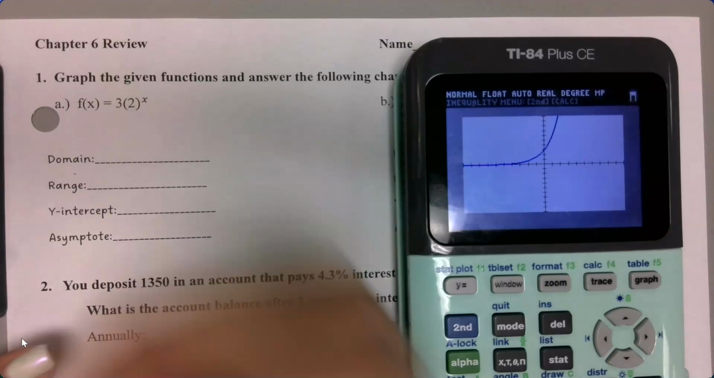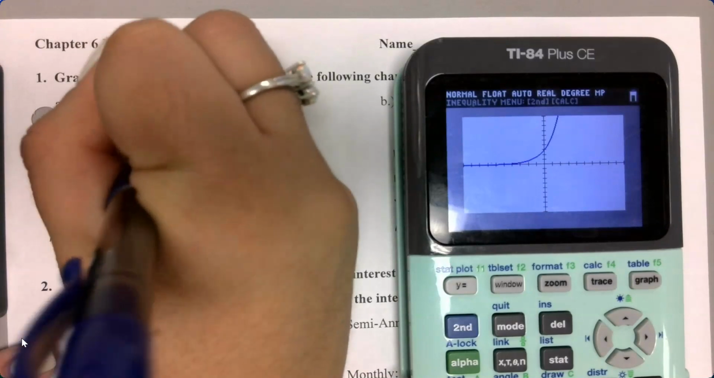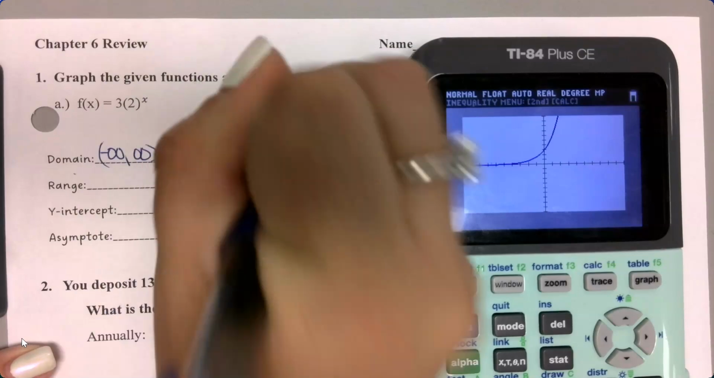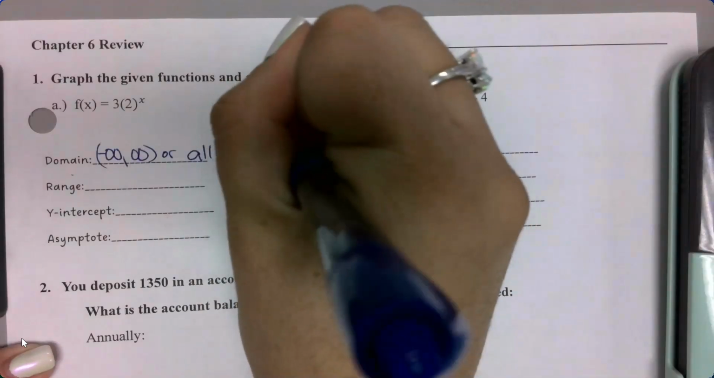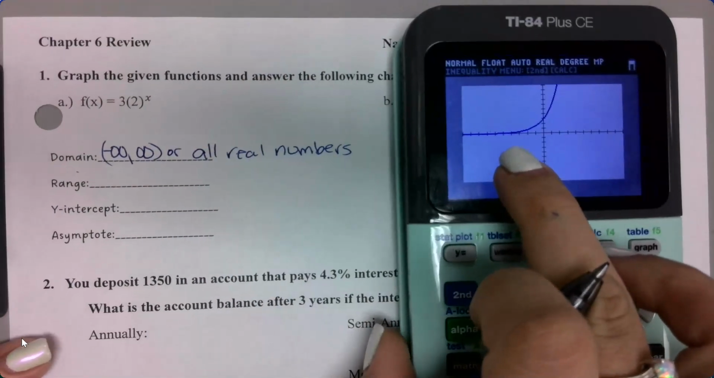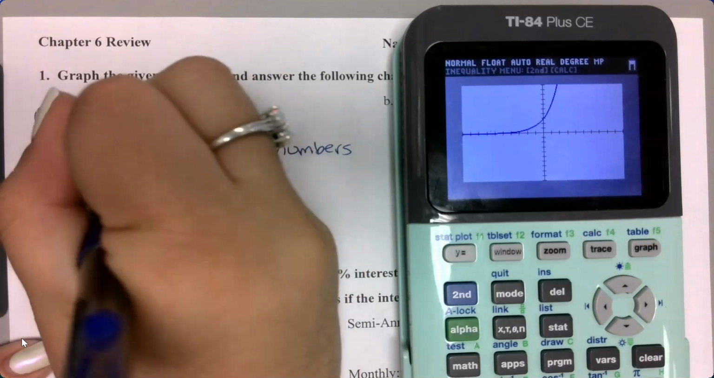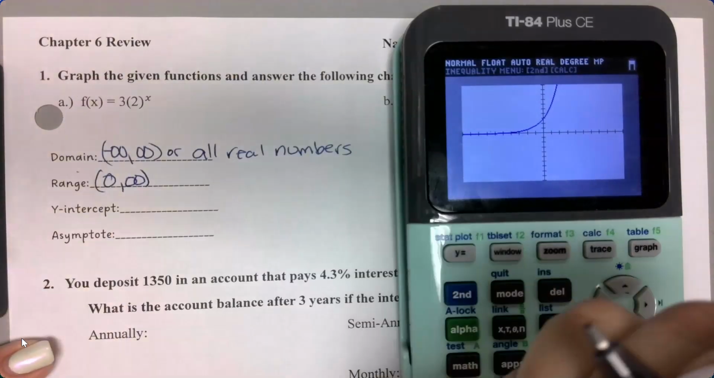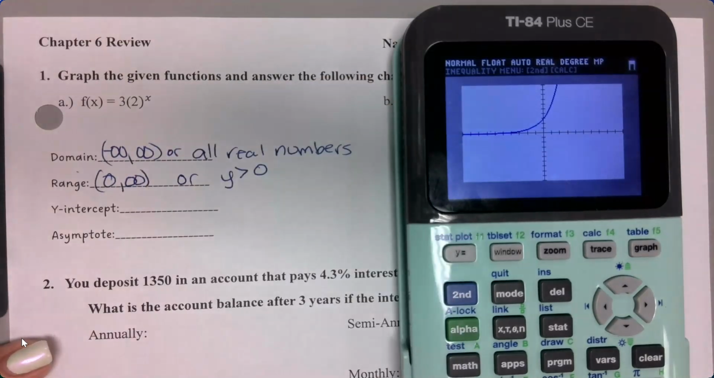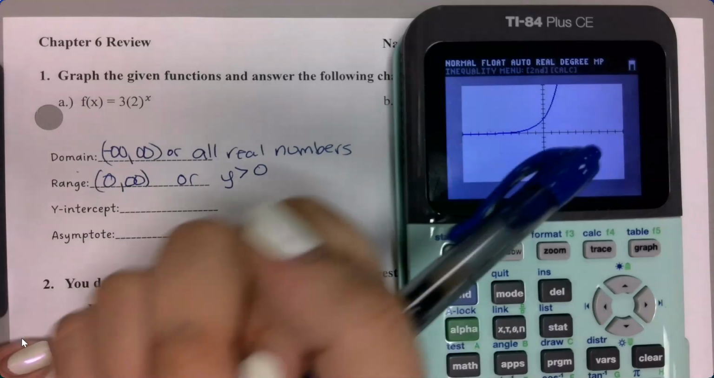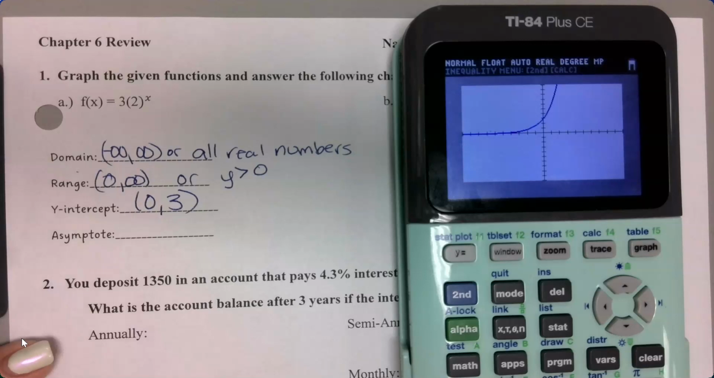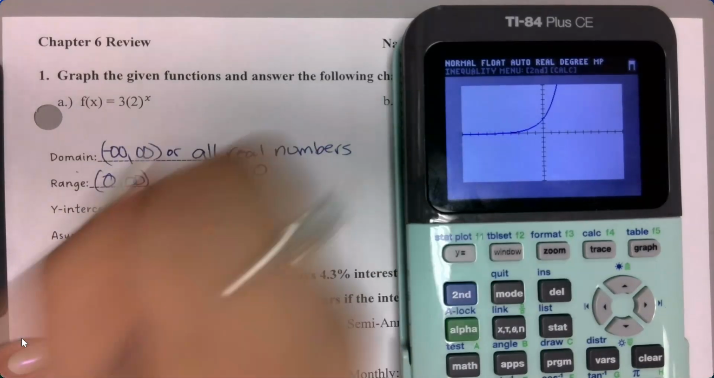My domain might be given to me as negative infinity to positive infinity, or it can also be all real numbers. This gets close to the y value of 0, but it goes up forever. So my range is 0 to infinity with parentheses, or another way is y is just greater than 0. My y-intercept is where it's crossing the y-axis. On here it's crossing at 3, so that's going to be 0, 3. And my asymptote is the line it's avoiding. This one is y equals 0.